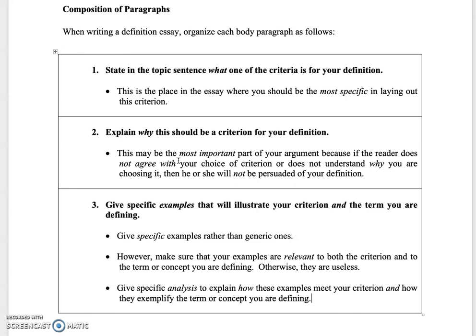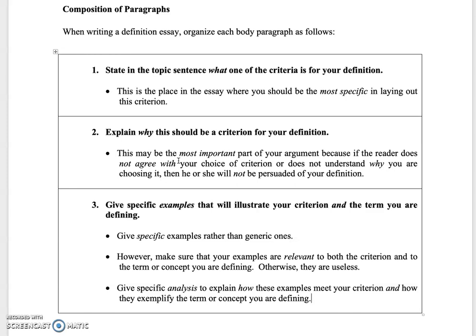And you can use personal examples as well. Make sure, however, that these examples are really relevant to your criteria and to the term. Otherwise, they're no good. They really do have to fit. So you have to think, does this example really illustrate or logically correspond to the criterion? And of course, as you're going through your examples, you need to give enough analysis to explain exactly how they meet your criterion and how they exemplify the term you're defining. So that's also very important.